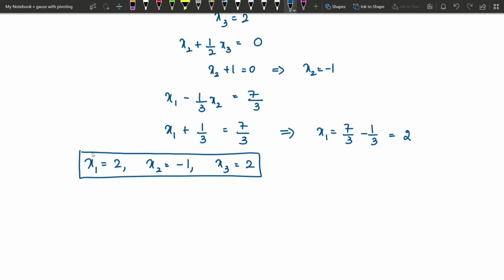So what is the actual solution? x1 is 2, x2 is minus 1 and x3 is 2. This is our final solution.